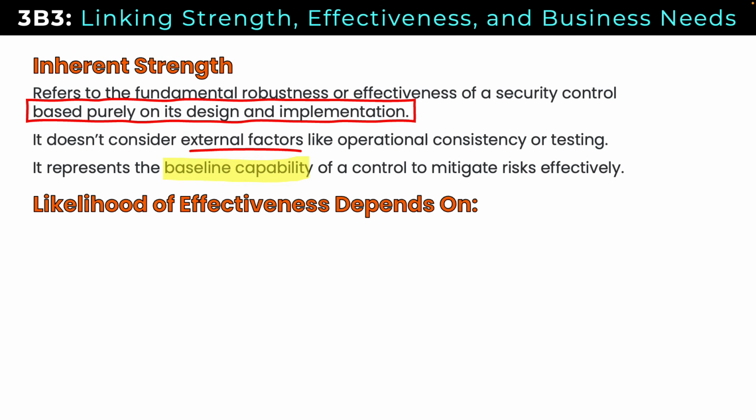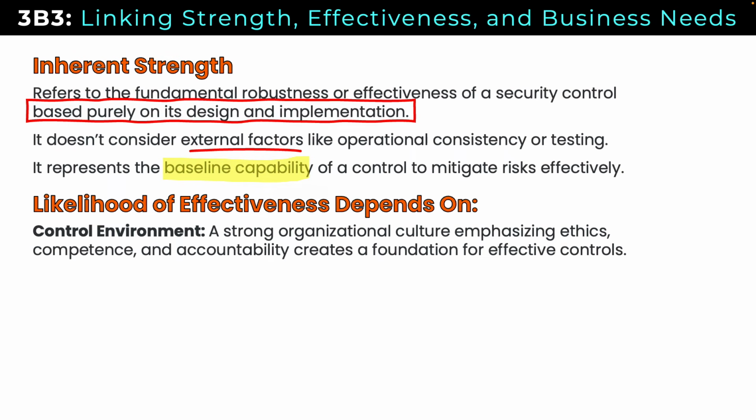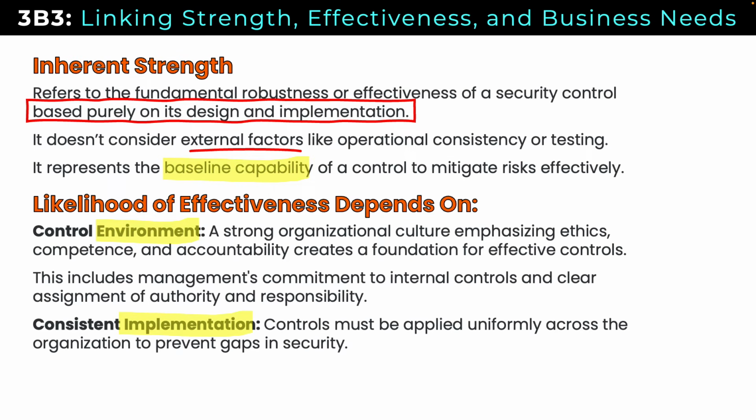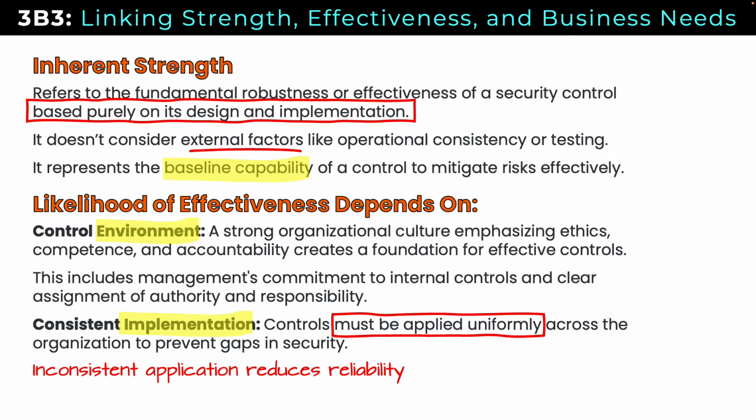So the likelihood of effectiveness depends on the control environment, for one. A strong organizational culture, emphasizing ethics, competence, and accountability, creates a foundation for effective controls because our users understand their importance and they are open to coexisting with those controls within reason. This includes management's commitment to internal controls and clear assignment of authority and responsibility. And consistent implementation. Controls have to be applied uniformly across the organization to prevent gaps in security. So inconsistent application reduces reliability and effectiveness.